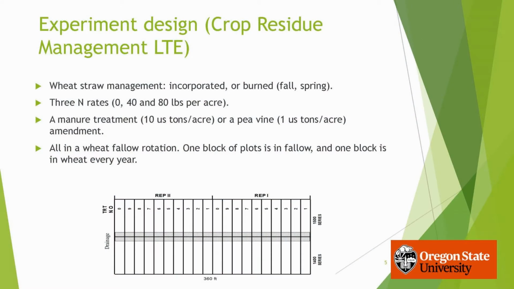Crop residue management long-term experiment. This experiment started in 1931 and includes several wheat straw management treatments: residue kept, incorporated, or burned. And there are 2 burn times, one in the fall and one in the spring. There are also, in combination, 3 nitrogen rates: a no-nitrogen control, 40 pounds and 80 pounds of nitrogen.